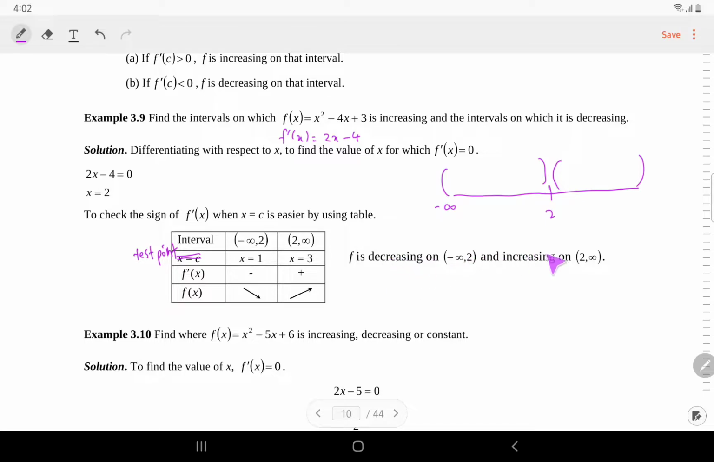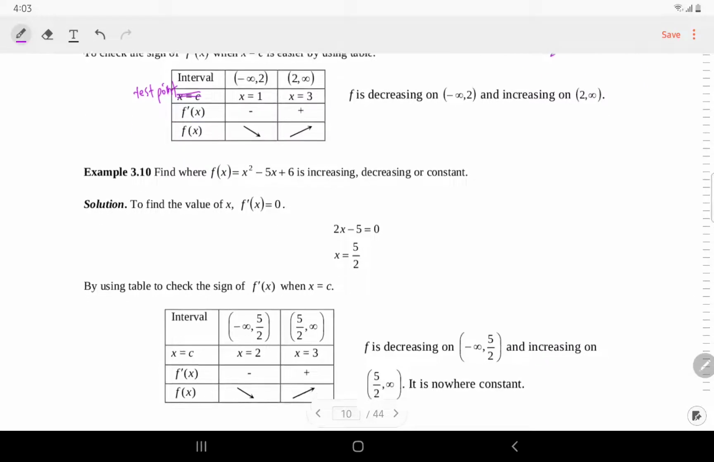Okay, so kita jawablah macam ni. The function is decreasing on this interval sebab kita dapat negative value. Okay, so the interval of decreasing is here between negative infinity until 2, and interval of increasing is 2 to infinity. Okay, senang je kan nak cari interval of increasing and decreasing. Okay, we look at another example.